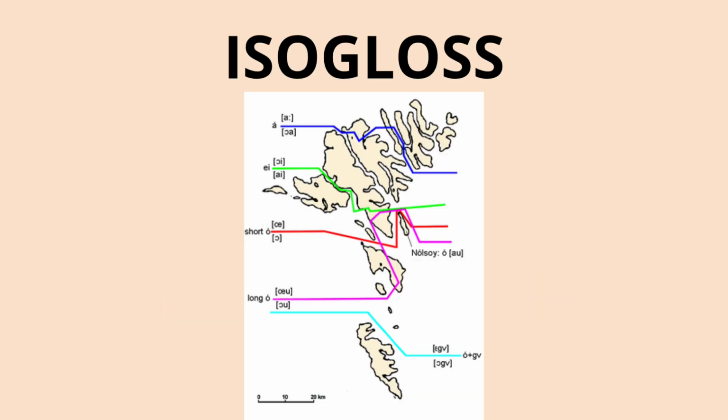Hi everyone, today we're going to talk about a concept called isogloss. An isogloss is a set of lines that we draw, each line marking the boundary of a specific linguistic feature. When you overlay all these lines, they form a rough outline that helps geographically define dialect areas.